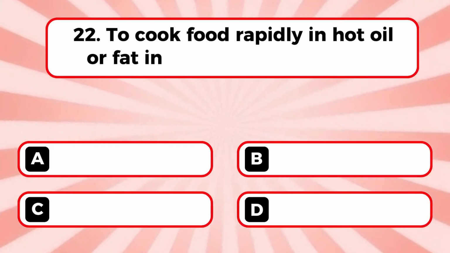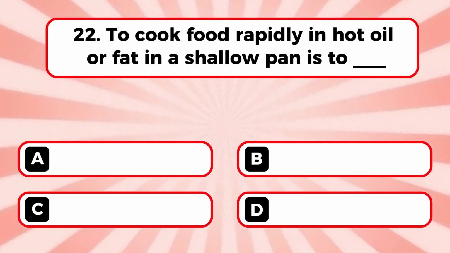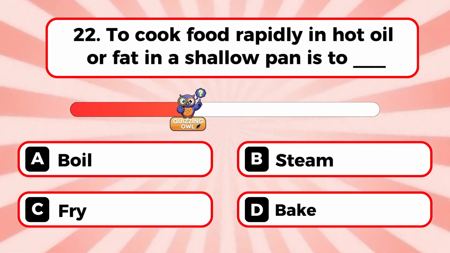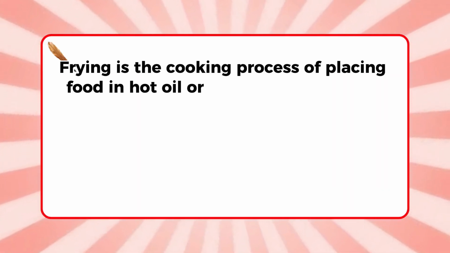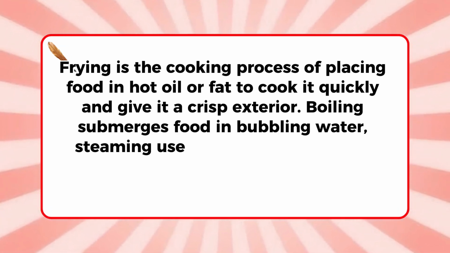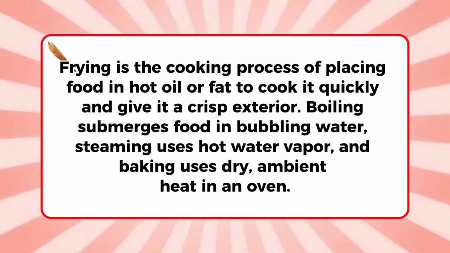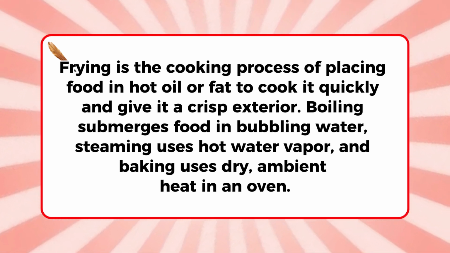22. To cook food rapidly in hot oil or fat in a shallow pan is to _____. Frying is the cooking process of placing food in hot oil or fat to cook it quickly and give it a crisp exterior. Boiling submerges food in bubbling water. Steaming uses hot water vapor. And baking uses dry, ambient heat in an oven.